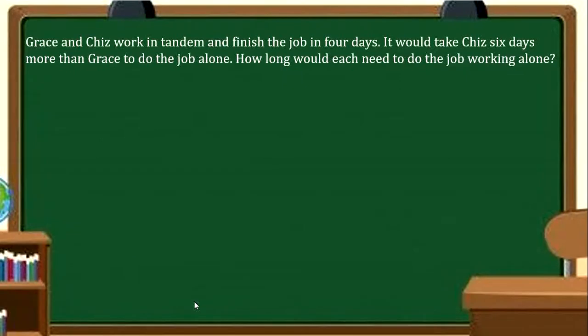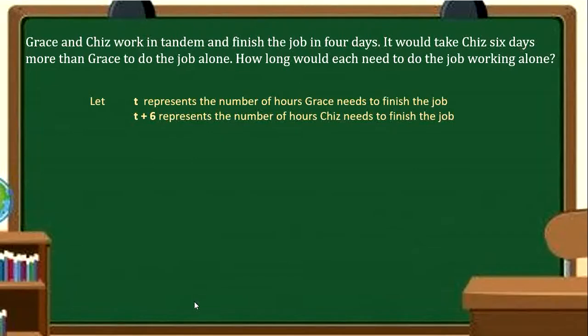Number 2: Grace and Cheese work in tandem and finish the job in 4 days. It would take Cheese 6 days more than Grace to do the job alone. How long would each need to do the job working alone? So again, T represents the number of days Grace needs to finish the job, and then T plus 6 para naman kay Cheese. Kasi ang sabi dyan, Cheese would take 6 days more than Grace. So that is T plus 6.